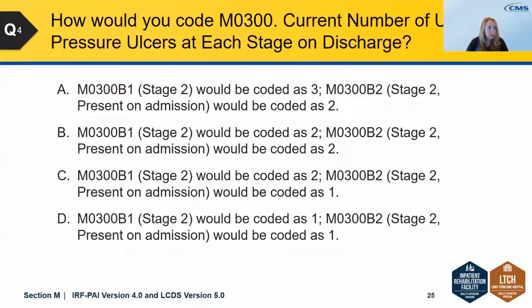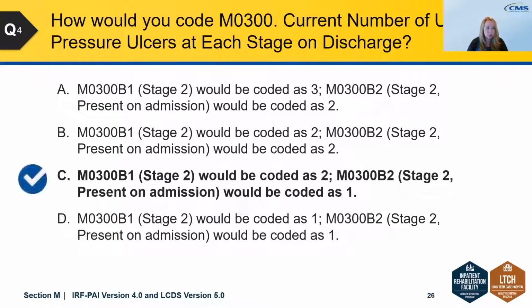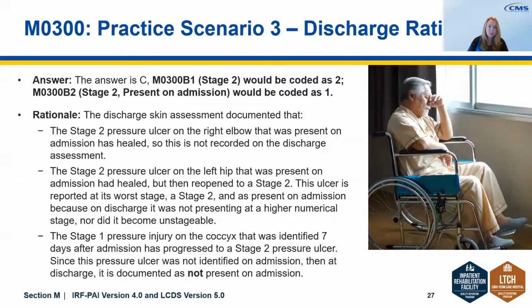And it looks like 60% of you answered it as C, M0300B1 stage 2 would be coded as 2, and M0300B2 stage 2 present on admission would be coded as 1, and that is the correct response. So let's look at the rationale for that.